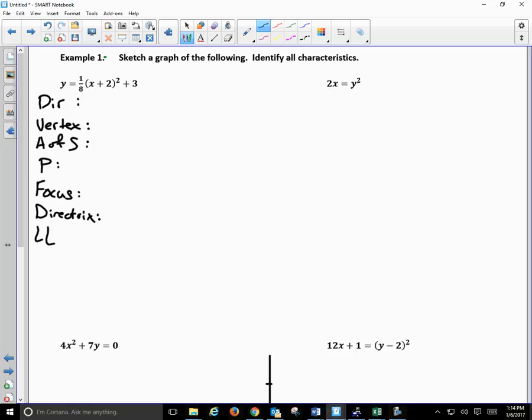And we'll find the length of the latus rectum. And on the test, for a portion of it, I will list all that information for you so you don't have to continue to write it down all the time.